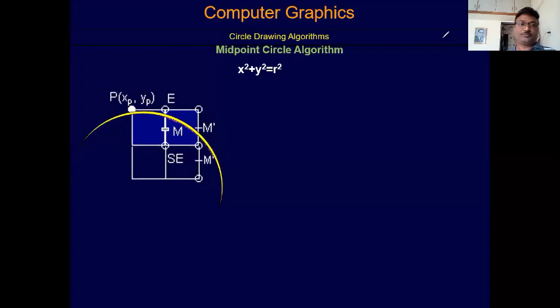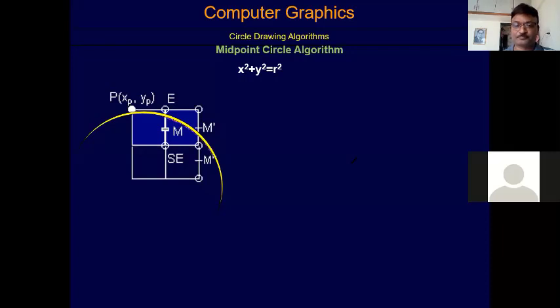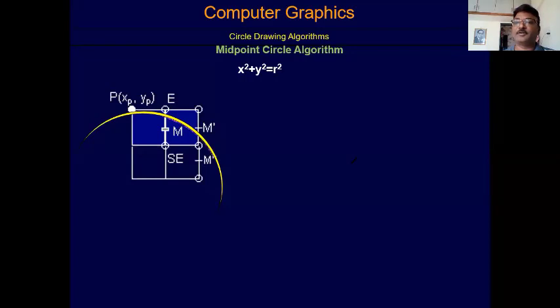Now, today we are going to discuss the midpoint circle algorithm. Right now we have completed what? DDA line drawing algorithm, DDA circle drawing algorithm. Okay, and then again Bresenham line drawing algorithm, Bresenham circle drawing algorithm. Now, the last one that I have started with is the midpoint circle drawing algorithm.